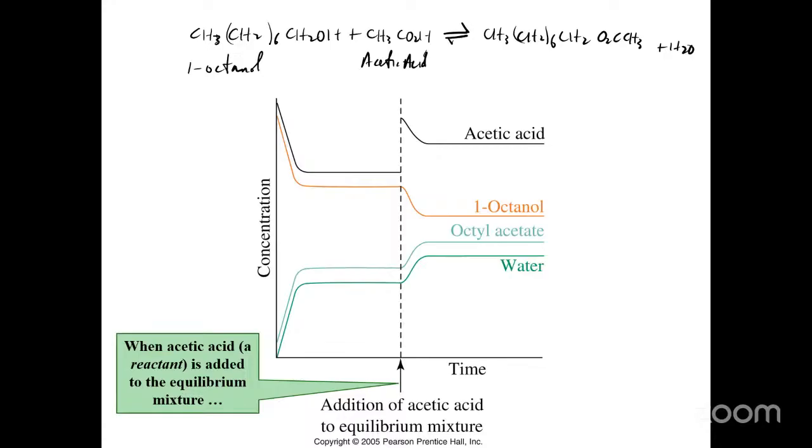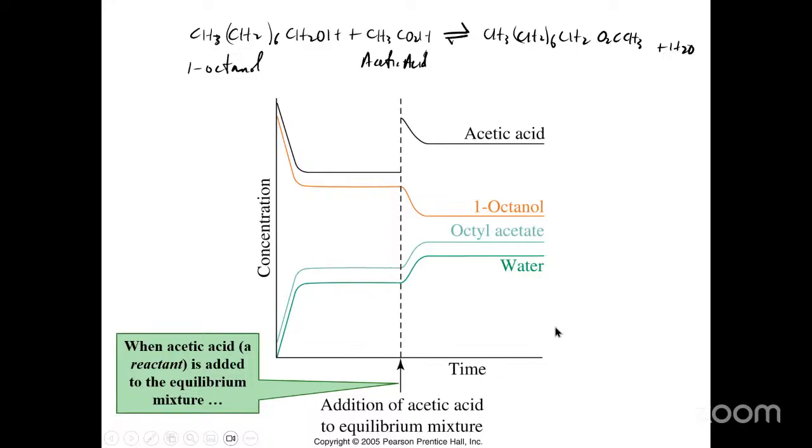So based on what we just discussed and based on Le Chatelier's principle, what will happen is that some of the acetic acid will react with some of the 1-octanol. So both concentrations will fall. And at the same time, you're going to have an increase in the concentration of octyl acetate and water, right? And then what will happen? You're going to achieve a new state of equilibrium where the concentration of acetic acid, the 1-octanol, the octyl acetate, and water remains constant, right?